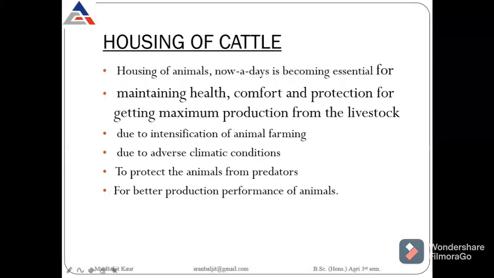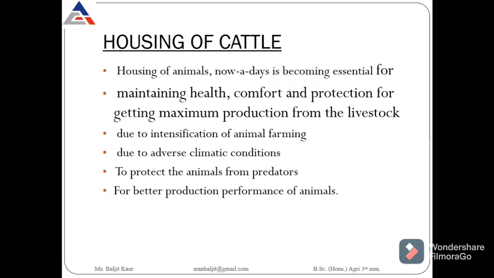Firstly, we will discuss why it is essential to provide housing to the cattle. We need to provide housing to cattle to give them proper comfort, to protect the livestock from adverse climatic conditions, and to protect the animals from predators. Also to maintain their good health. We can only maintain the good health of cattle if we are providing them good housing.